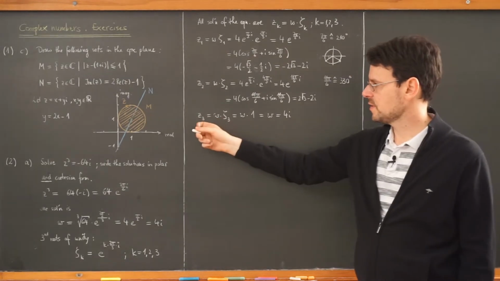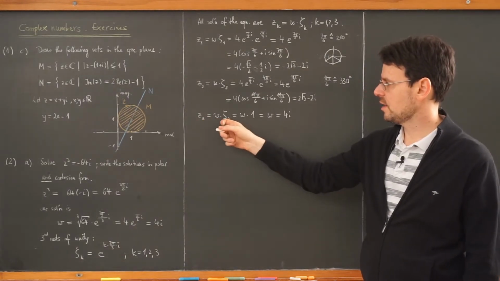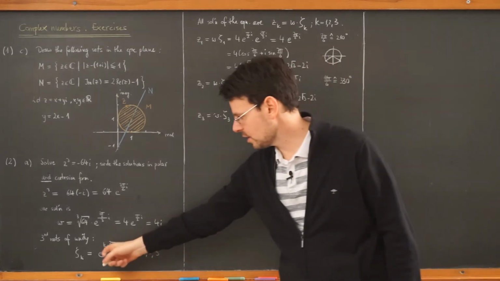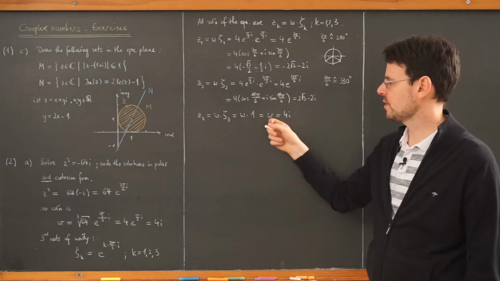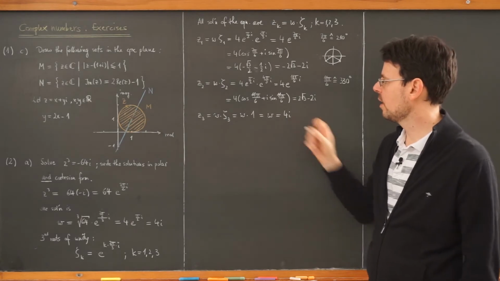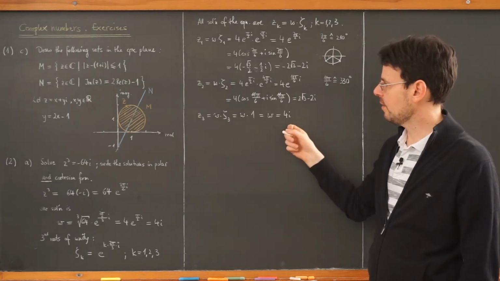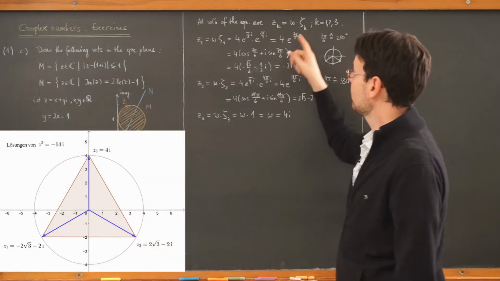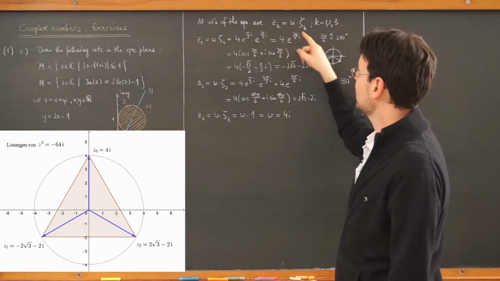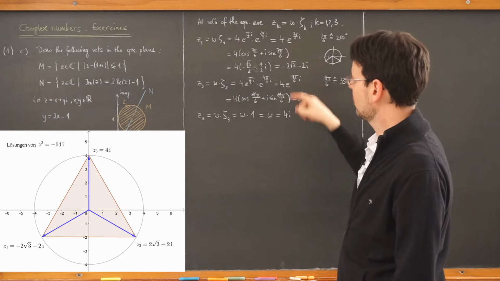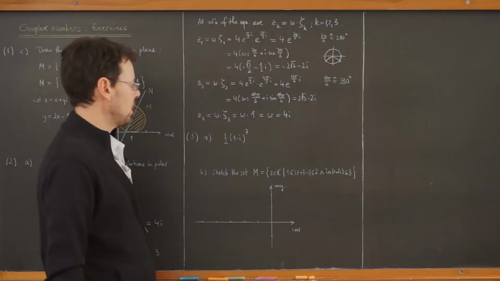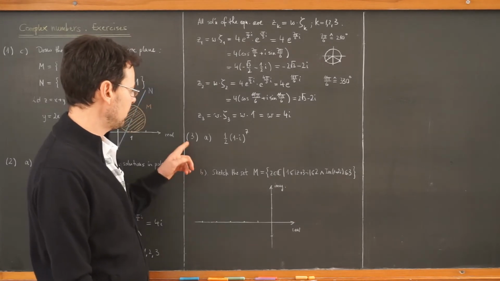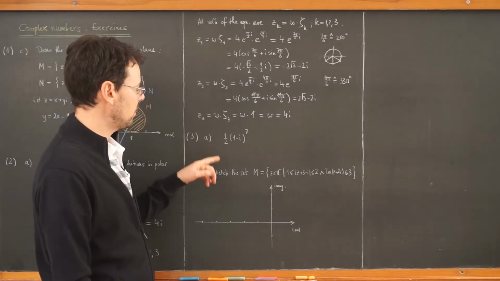And the last one is the easiest, because zeta sub 3 is e to the 2 pi i, which is nothing but 1. So this is w itself. So we have 4i, and that's it. The 3 solutions of this equation in polar form and in Cartesian form. Okay, next exercise, number 3a.